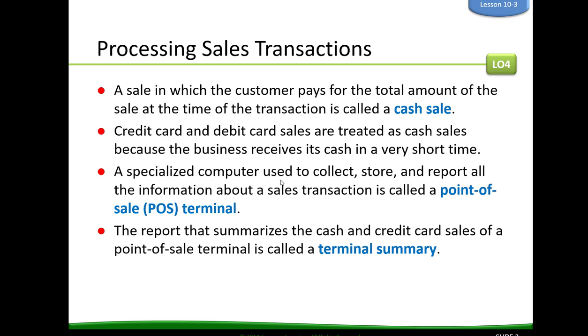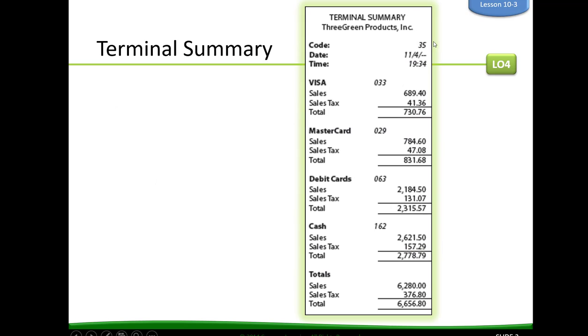Any computer, the point of sales terminal, that's where you put your debit card or credit card in at the store. And the terminal summary is what will summarize what happened in that transaction over that time period. And so we'll have the time and date. We'll have if it was Visa, MasterCard, debit cards, cash, and these will look different based upon what company you are processing through.